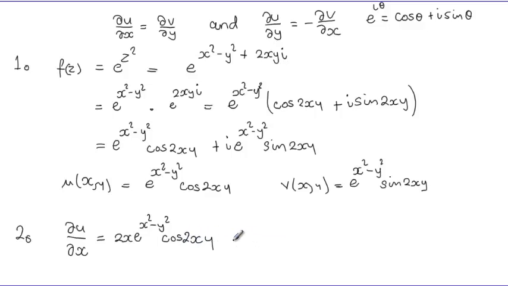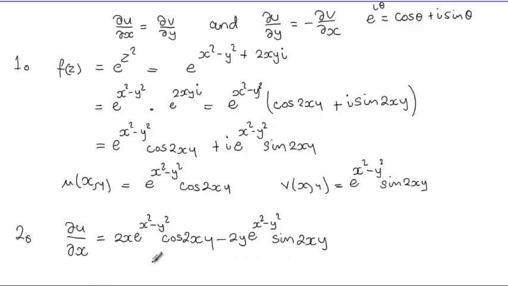Plus, now we differentiate cosine, and we know that the derivative of cosine is minus sine. So we're going to have a minus here. The derivative of the argument in this case is 2y, multiplied by e to the power x squared minus y squared sine 2xy. I hope you can double check that and see whether I'm doing that correctly.